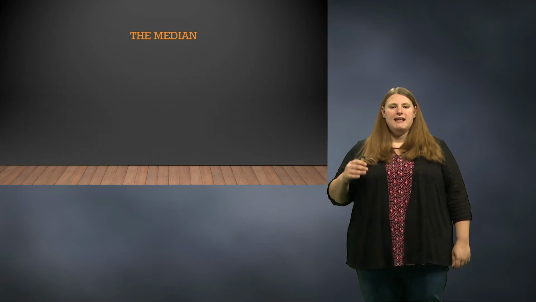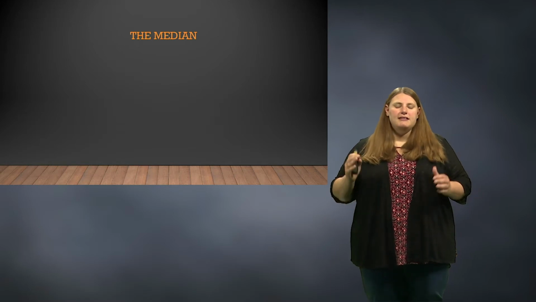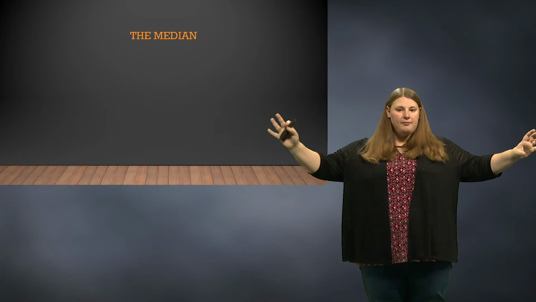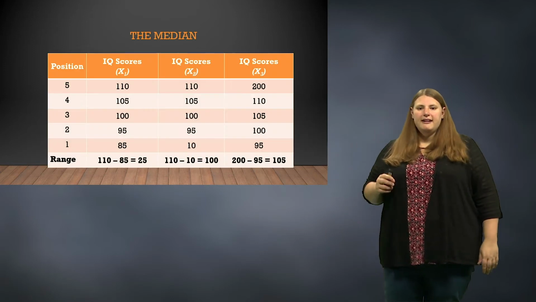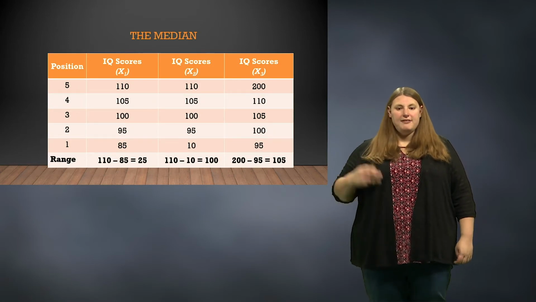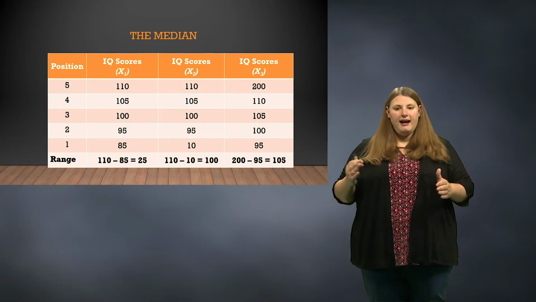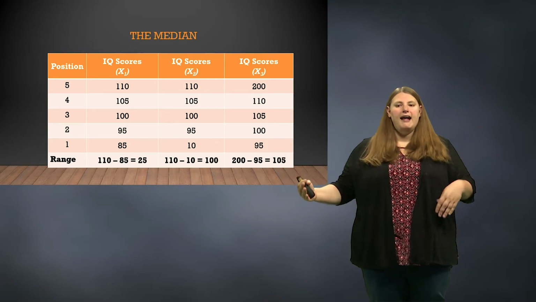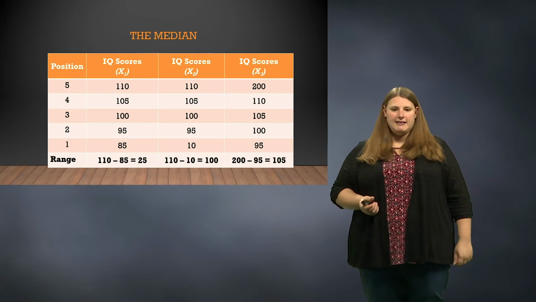The problem is that the range is like the mean in that it can be affected by outliers. Since range only uses the highest and the lowest score, an extreme value on either end is going to mess with your data. Here's our IQ table from the previous lecture video. Since position 5 is the highest and position 1 is the lowest, I take the high IQ score from position 5 and subtract the IQ score from position 1 to get the range of the data set.